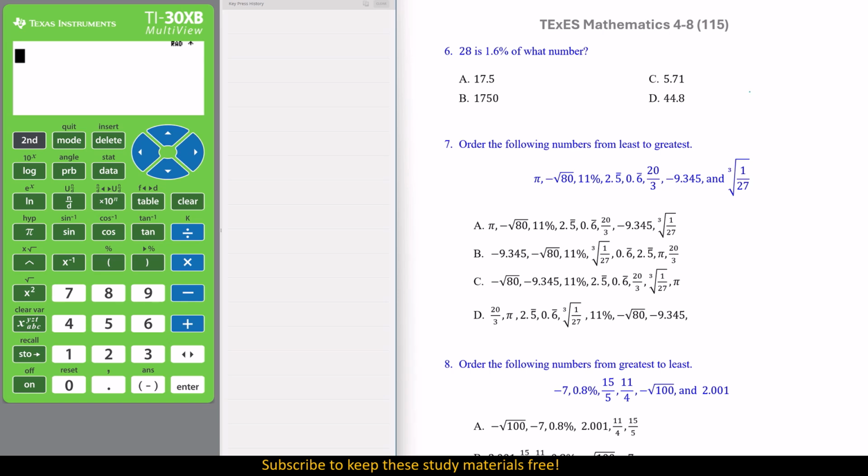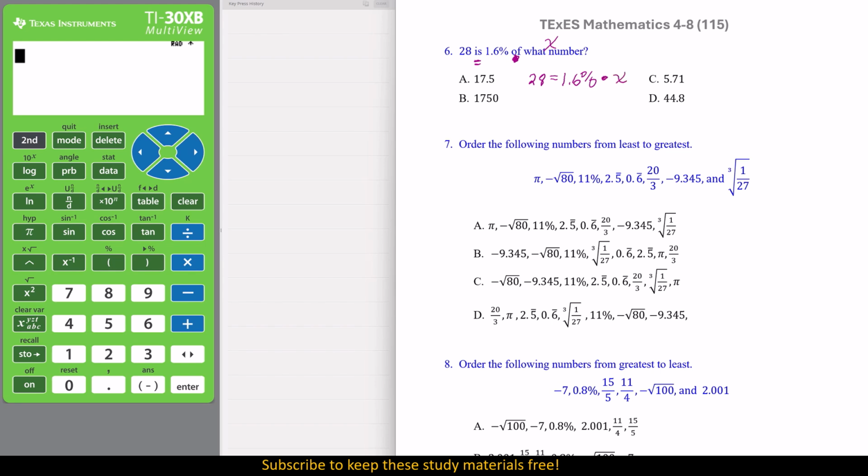Number 6. 28 is 1.6% of what number? Now, this is very similar to what we just did in number 5. "Is" is the equal, and we would type in 28. Let me write that. 28 equals 1.6%. "Of" is my multiplication. I'll just put a dot there. Of what number? Well, that's where your X comes in.